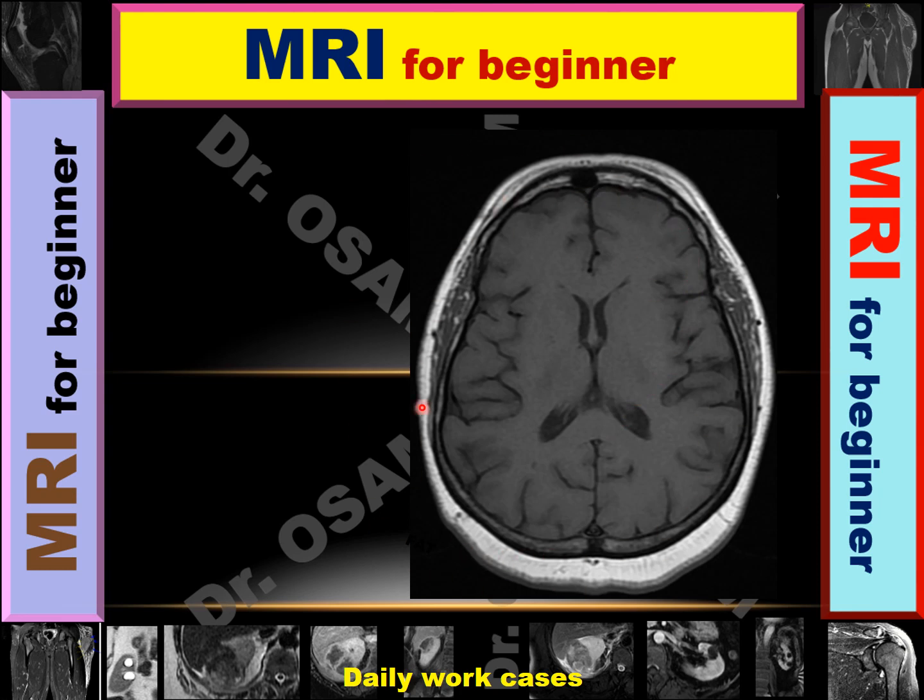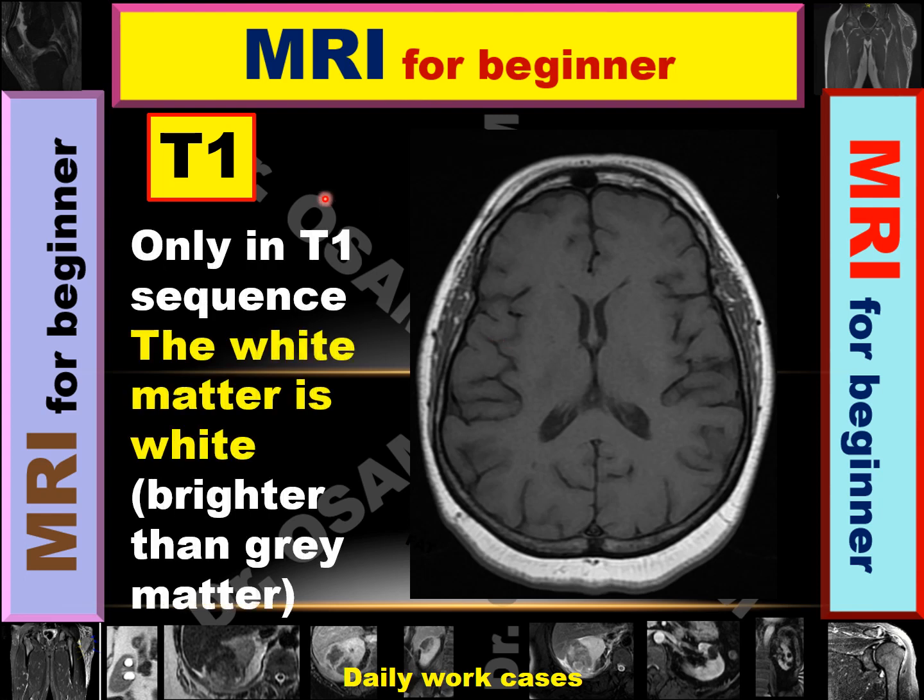So, this image is an axial image of the brain, which shows the subcutaneous fat is bright, however CSF is low signal, so this represents a T1 signal. Only in the T1 sequence can the white matter be differentiated from gray matter, as the white matter is brighter than the gray matter. In the other brain MRI sequences, the white matter appears darker than the gray matter, and this is another sign which can differentiate the T1 MRI sequence from other MRI sequences.